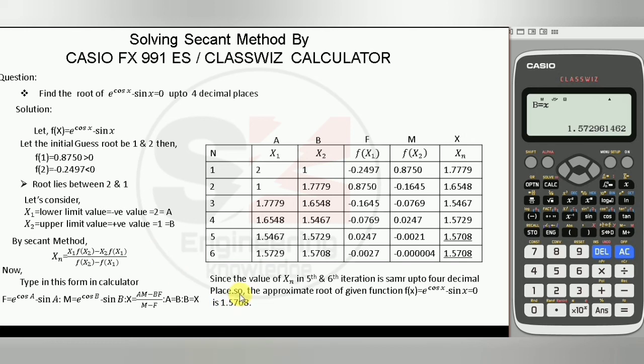At last, in this way you can solve easily by using a single expression and by using a single button in this calculator.